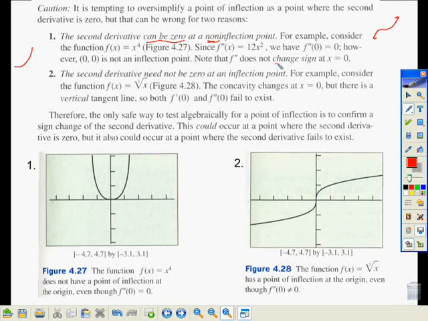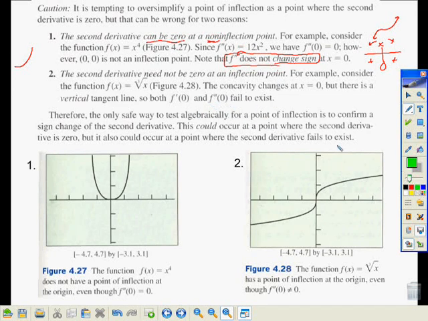But basically, remember that we're looking for a sign change. So if f prime does not have a sign change at one of its zeros, then it's not going to work. So what we do is we just check whatever x it is as a zero. We can check what's happening on either side of that. If I'm getting the same sign on either side, it won't be an inflection point.